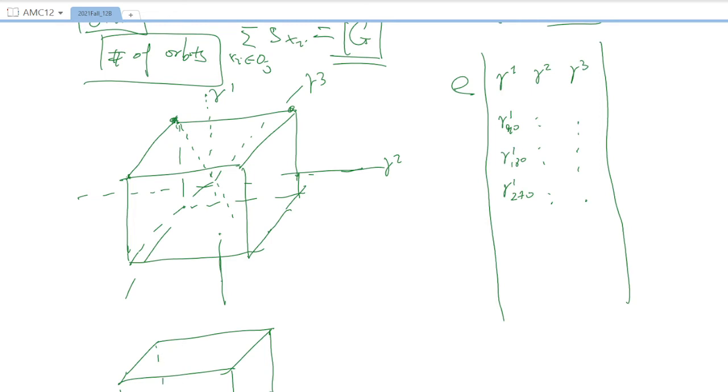Okay, so the second rotation is along this line. We have how many? We call them R4, R5, R6, and R7, right? We have 1, 2, 3, and 4. Okay, so let's see this rotation.